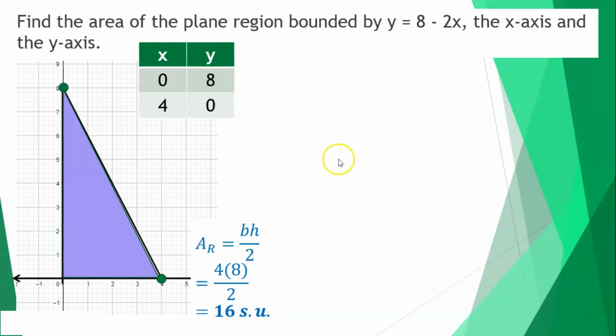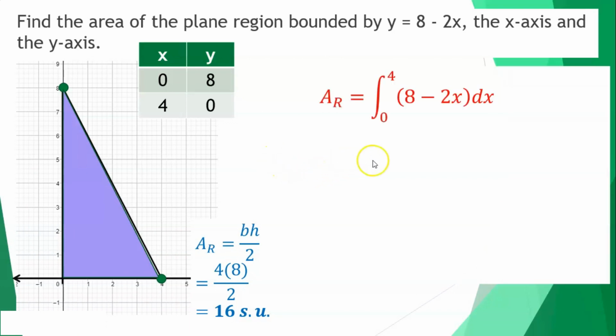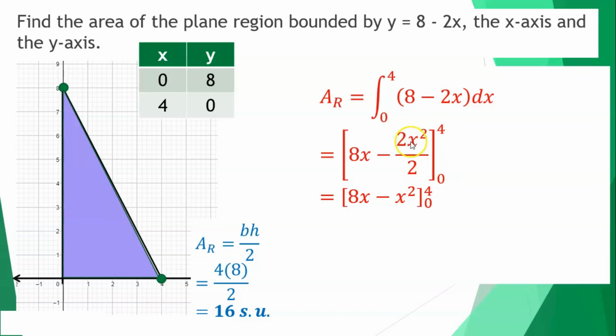Now, how to do this making use of the definite integral? So that would mean the definite integral of 8 minus 2x dx evaluated from 0 until 4. So with this, find the integral. So that's 8x minus 2x squared over 2. So you can still simplify. So we can cancel 2.